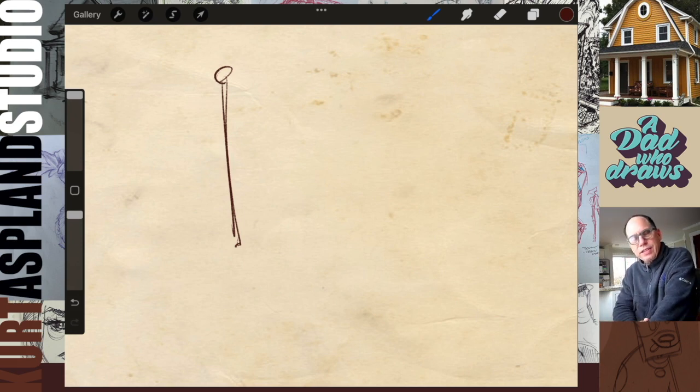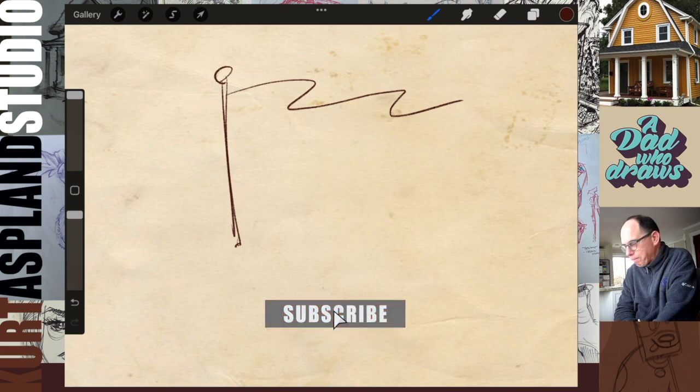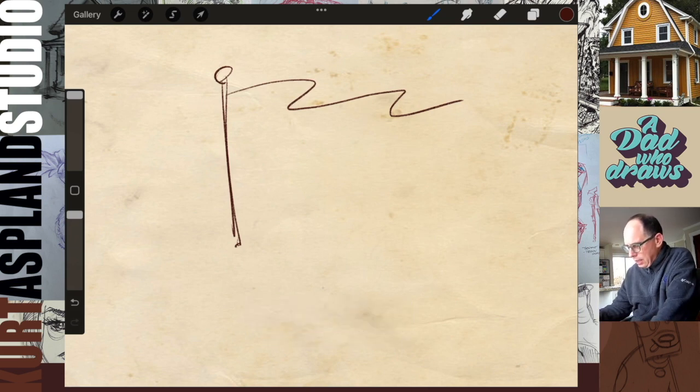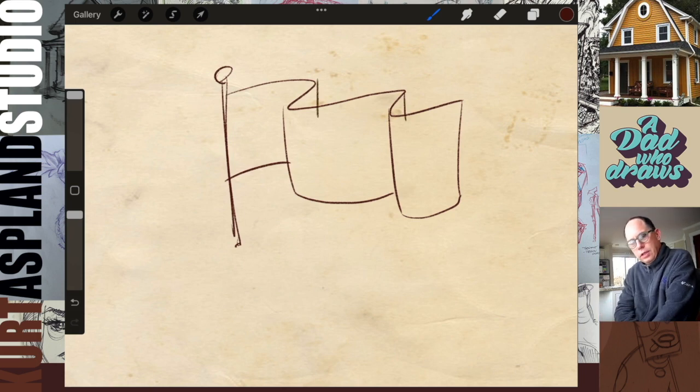So here is a very simple flagpole, and let's go ahead and look at this waving flag right there. If we draw a waving flag, we're going to get the sides of it here like this, and then this is going to come up, and this is going to come up, and this is going to come up, just like that. And then we'll get the back side as well. So there is a waving flag.